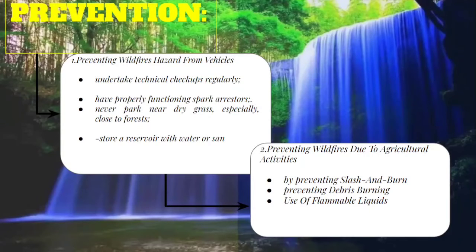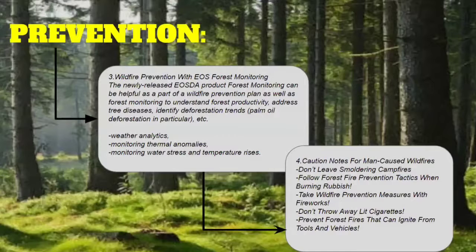The second one would be the prevention of wildfires due to agricultural activities. How do farmers prevent it? By preventing slash and burn, by preventing the technique of debris burning, and by avoiding the use of flammable liquids. The third one would be wildfire prevention with EOS forest monitoring. It would be by weather analytics, by monitoring thermal anomalies, and by monitoring water stress and temperature rises.